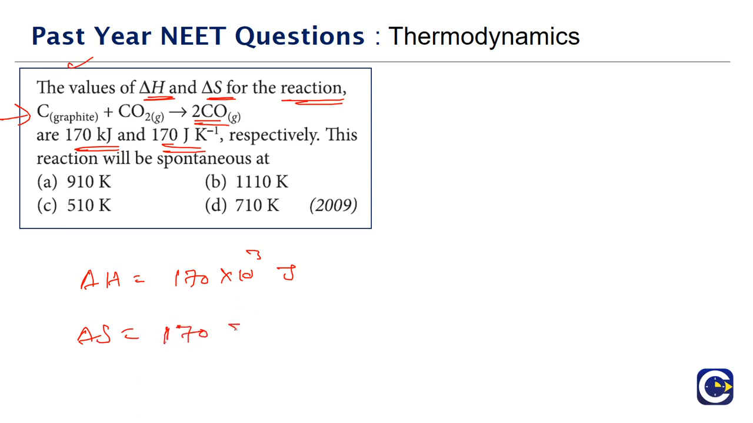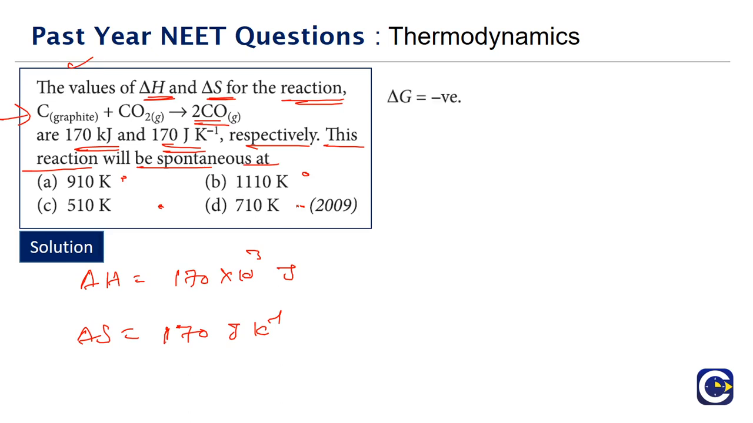170 joule per Kelvin, respectively. These are the two values. Del H value is given, del S value is given. Now let's see what they're asking. This reaction will be spontaneous at, they're giving four temperature readings: 910 Kelvin, 1110 Kelvin, 510 Kelvin, and then 710 Kelvin. We have to decide at what temperature the reaction is going to be spontaneous.